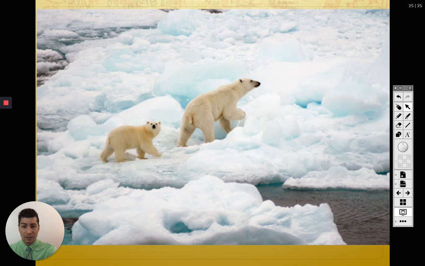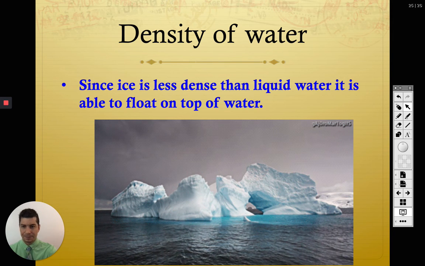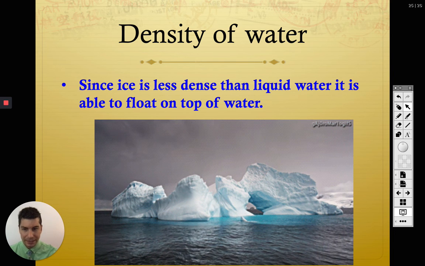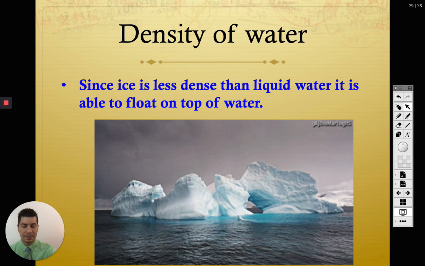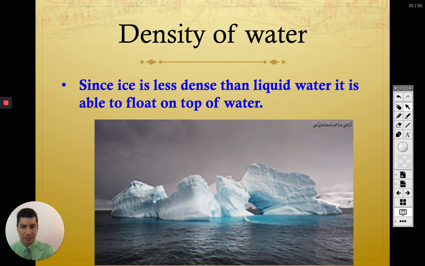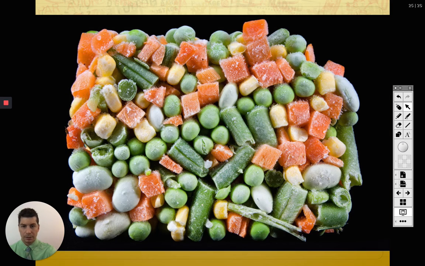Right? Really good for the polar bears that the ice floats, because polar bears actually live on the ice for most of the time. Right? Hopefully the ice doesn't melt and keep them out at sea. If not, they're going to get stranded. Not good, right? Okay. So again, guys, since we have the ice being less dense than the water, the ice will be on top of the liquid water.